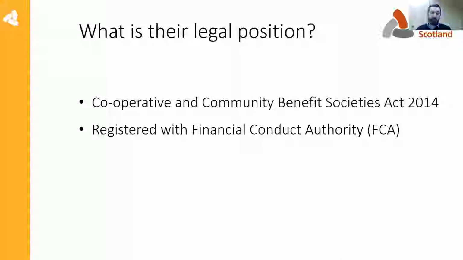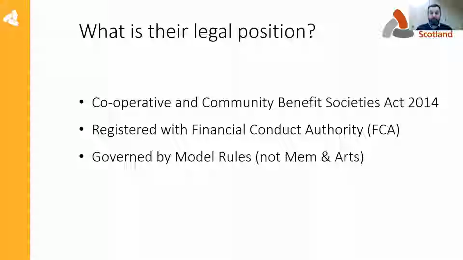They are registered with the Financial Conduct Authority, so quite different from normal companies, and it's through the FCA that all the work is done, so they are registered through them, and annual returns are sent through them. The mutual registrations section of the FCA is the home and the registration body, rather than regulator, really, of community benefit societies.